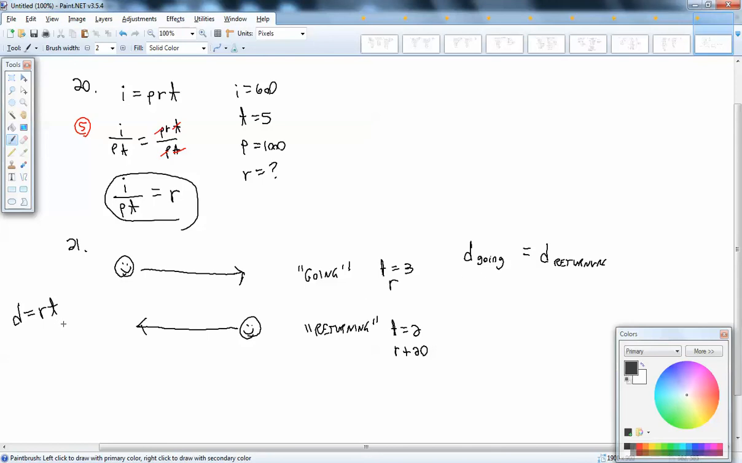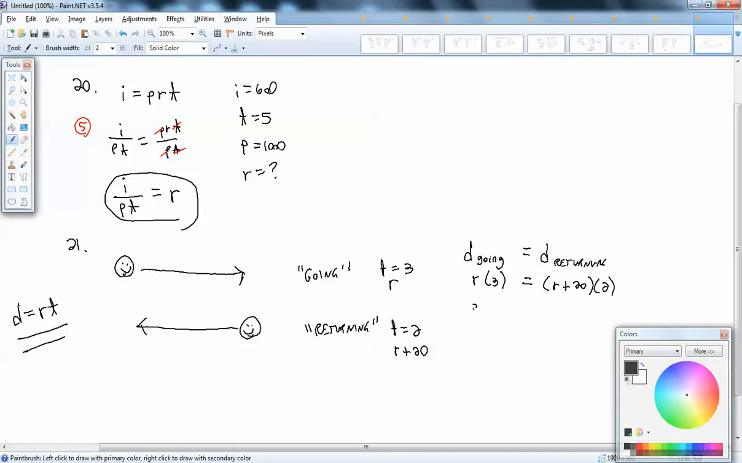Now distance, remember, is rate times time. So here we got time, which is 3, and we got the rate, which is just r. So the rate times time here would be r times 3. Now over here, it'll also be rate times time, but rate was r plus 20, and then time is 2.